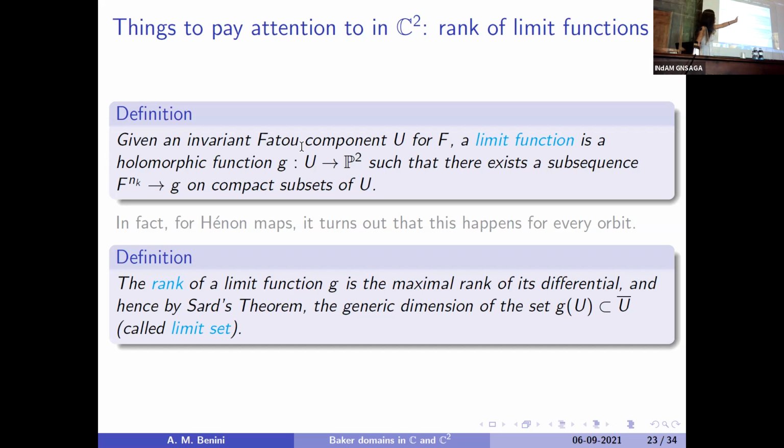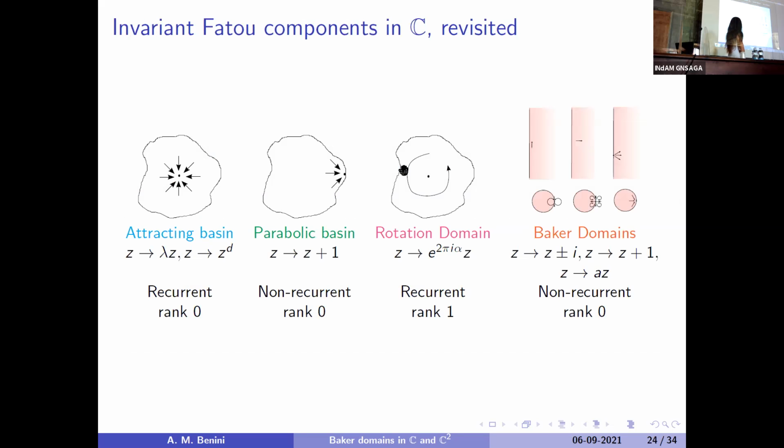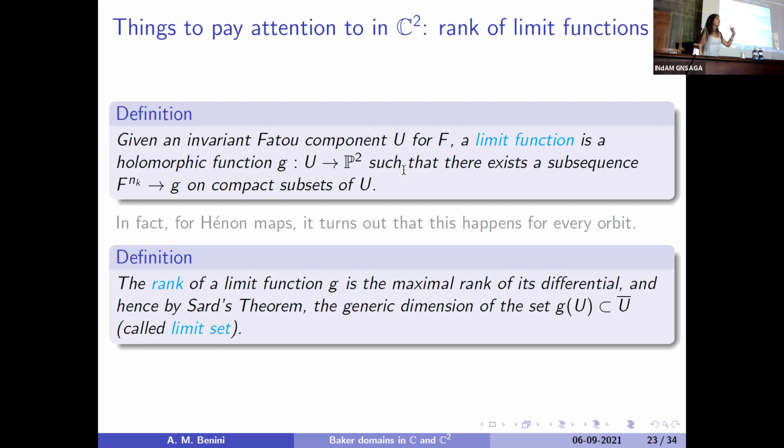And then you can use differential geometry to say that the image under this limit function has generic dimension, which is exactly the rank of your function. Yes, this is by definition, because if you have a Fatou component, it means that at least some subsequence of the iterates converges to some holomorphic functions, and you could have many. Now look at this limit function.